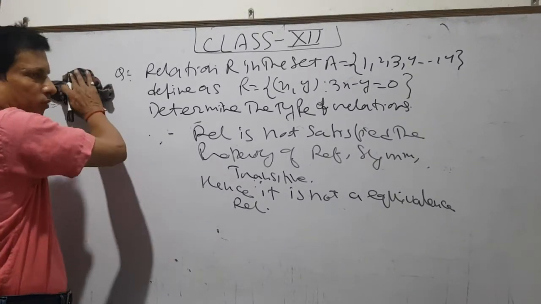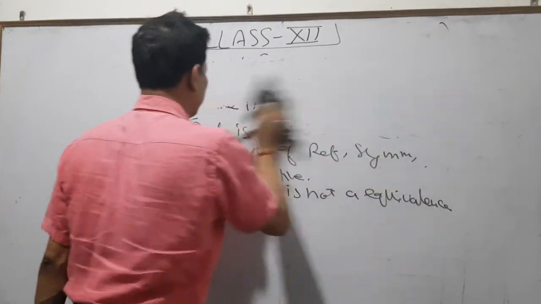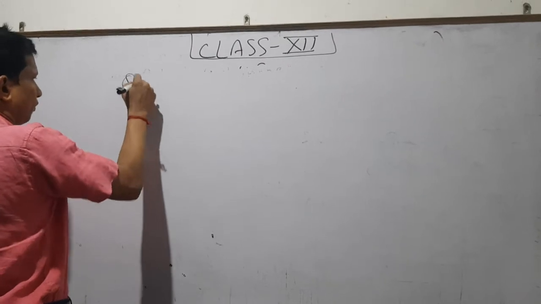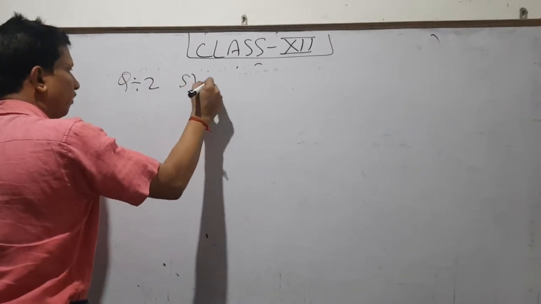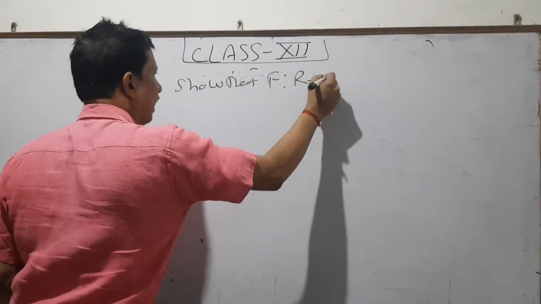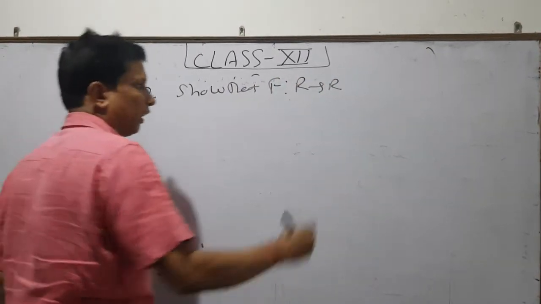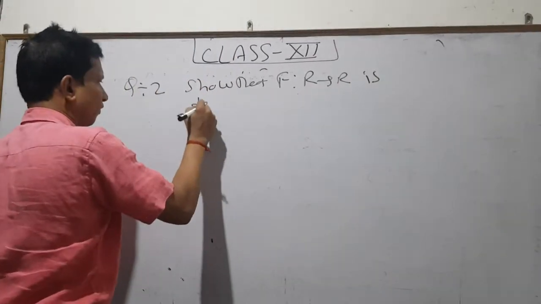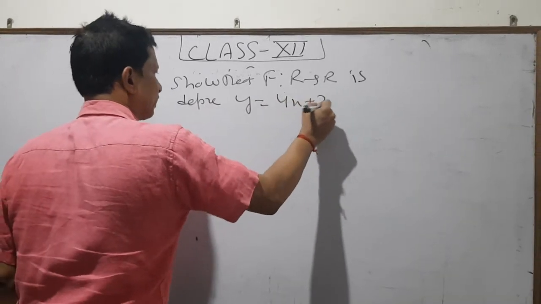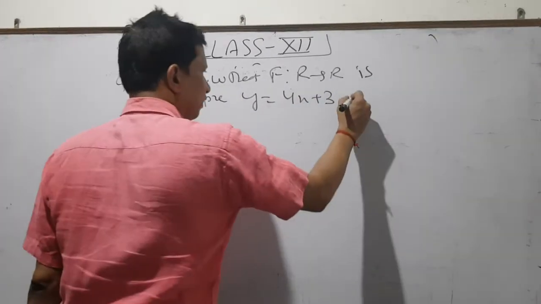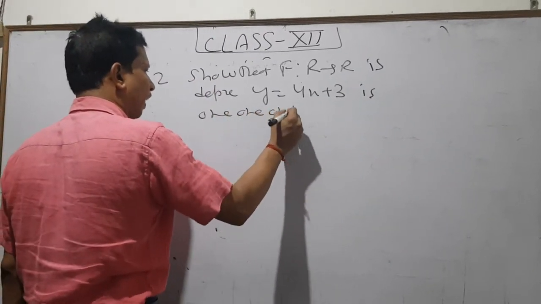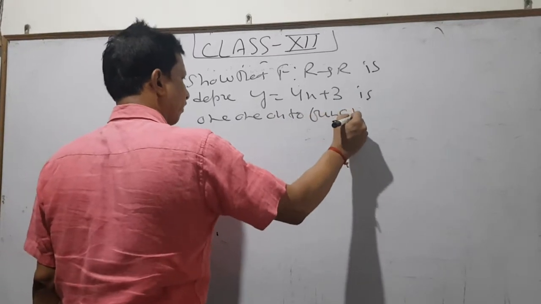Next, problem number 2. Show that f: R to R defined by y = 4x + 3 is a one-one and onto function.